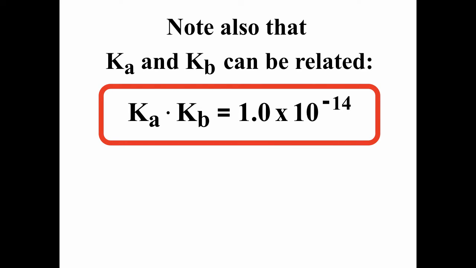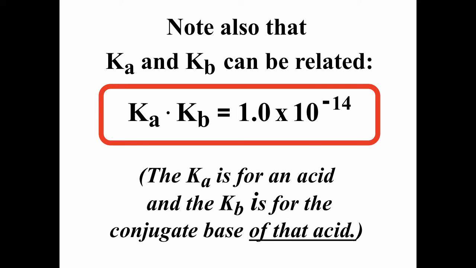And it's worth noting, and we'll use this in the next problem, that the K sub A for a weak acid and the K sub B for the conjugate base of that weak acid can be related by the equation shown here, which is that the product of the two, K sub A for the weak acid times K sub B for its conjugate base, is equal to 1.0 times 10 to the minus 14th. The same value as for Kw for the autoionization of water. And it's really important to note that K sub A is for a weak acid, and K sub B is for the conjugate base of that acid specifically.